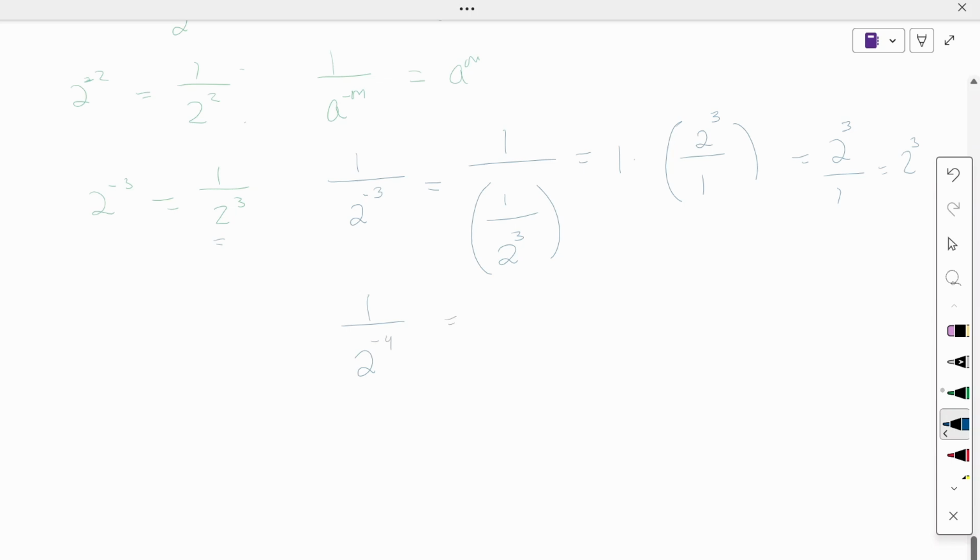If I had 1 over 2 to the -4th power, that would be very similarly 1 over 2 to the 4th. Sorry, 1 over 2 to the -4th, and that would be 1 times 2 to the 4th over 1 by the fraction division rule, and then that would just give me 2 to the 4th over 1, which gives me 2 to the 4th. And of course, we can do this however many times I want to do it.